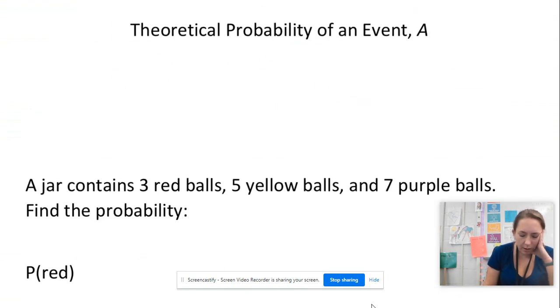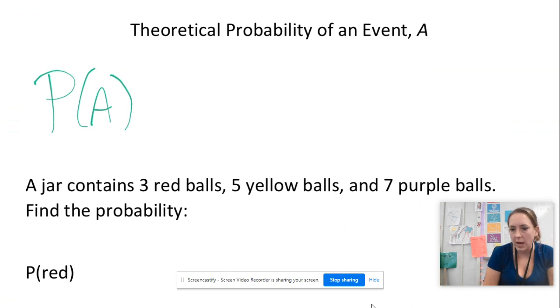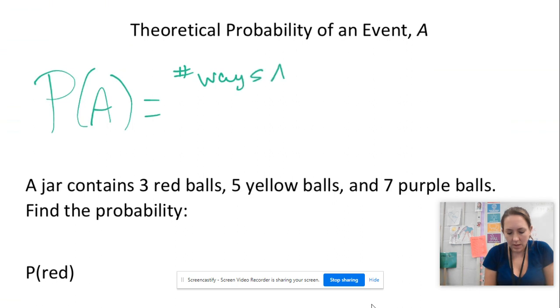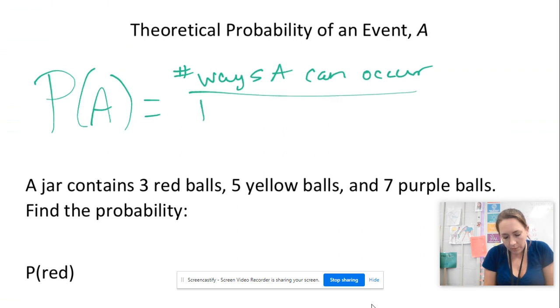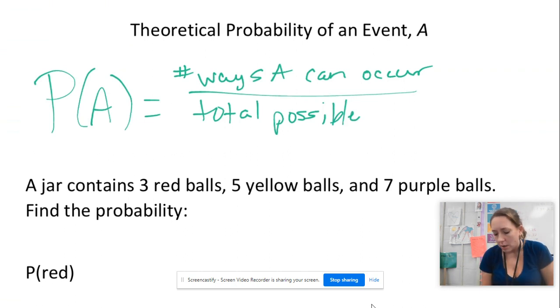So theoretical probability of an event. You write it like this: the probability of A, whatever A is, the probability that A is going to happen. And the way you find it is actually pretty simple. It's just the number of ways that A can occur over total possible outcomes. Hence why it was important to be able to figure out how many total possible outcomes there are.